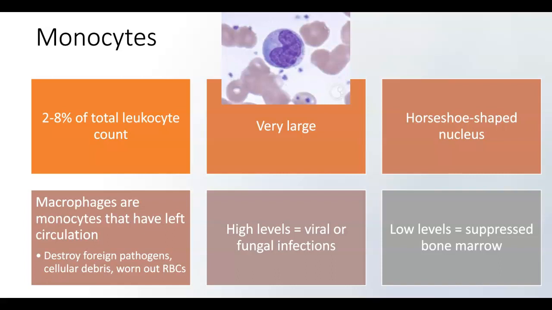If you have a high level of monocytes, it indicates that you might have a viral or a fungal infection. Monocytes are really effective against fungi. And if you have a low level, it indicates that you have suppressed bone marrow. So this can be a good indication that maybe your bone marrow isn't producing red blood cells the way that it should.